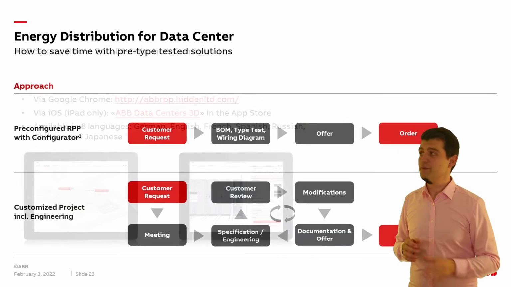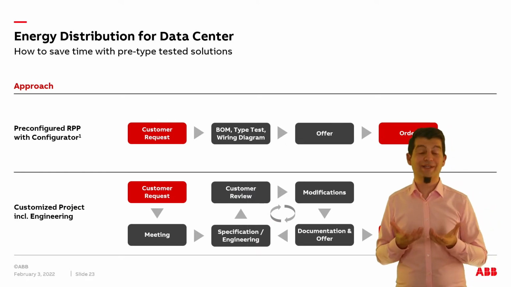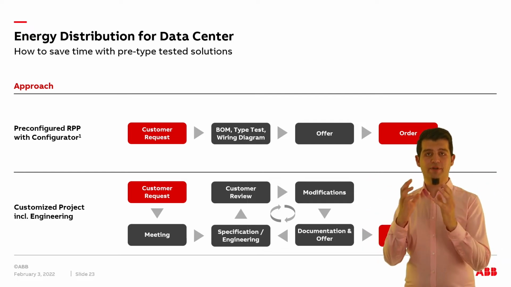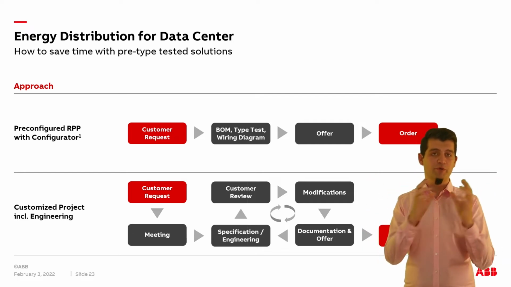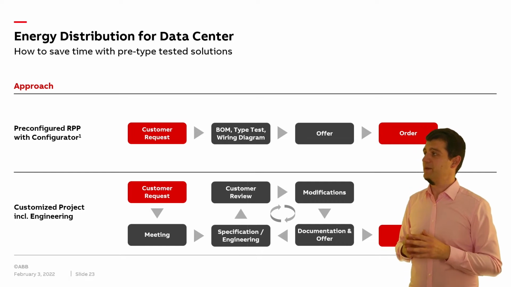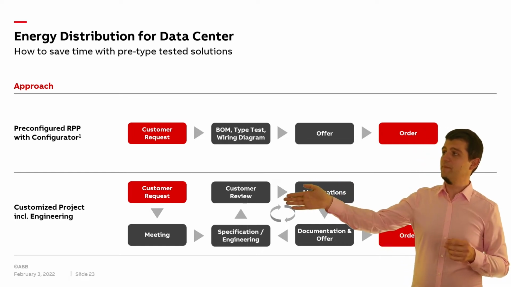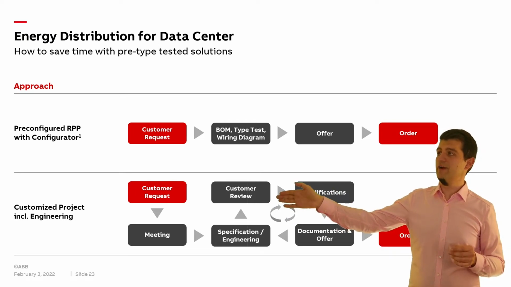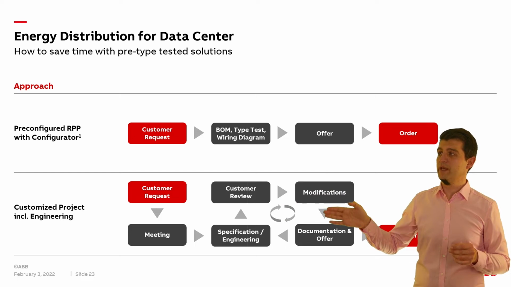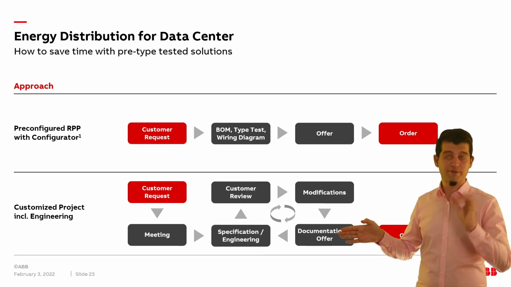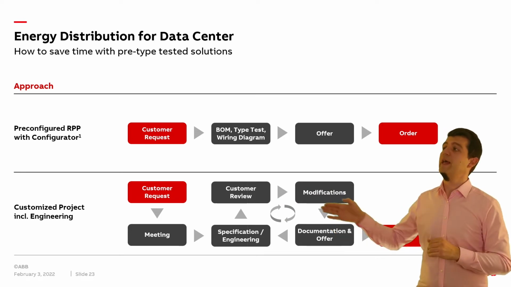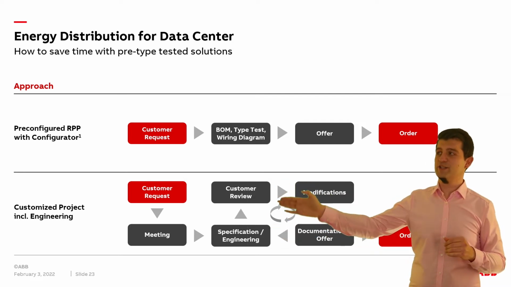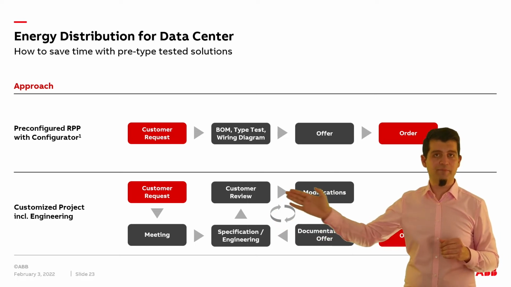Just to make clear why we designed the tool in the first place: we wanted to shorten the whole request for quote ordering process. Typically, a customer request comes in, then we have a meeting, specification and engineering work is done, then a customer review, a lot of modifications need to be done, documentation has to be adapted, probably there is a first offer, but it doesn't fit because the bill of material has to be changed because there were engineering changes, then another customer review, and so on and so on.